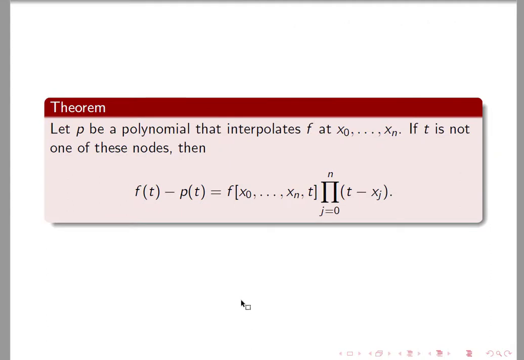And so the theorem: let P be a polynomial that interpolates a function f at x0 through xn. If t is not one of the nodes, then f of t minus p of t is this divided difference thing times the product, which will give us a way to estimate error using our divided difference.